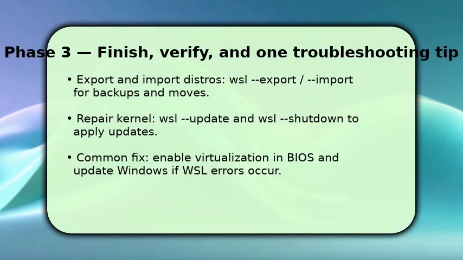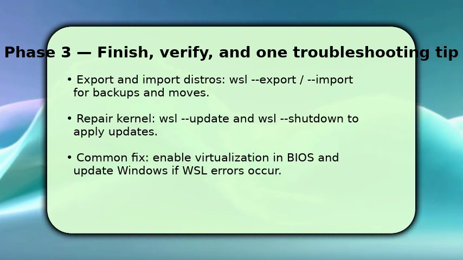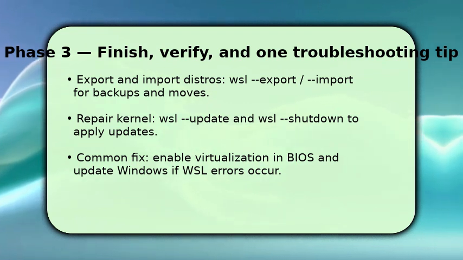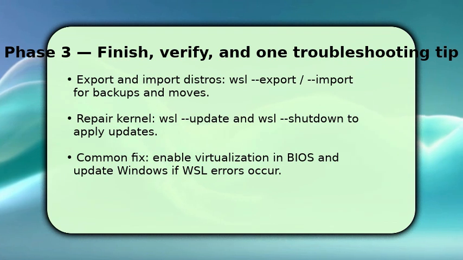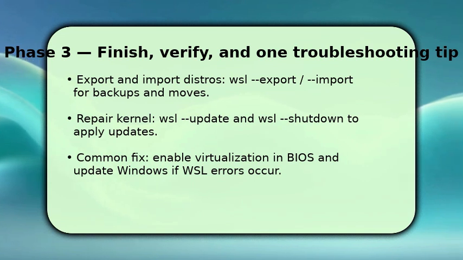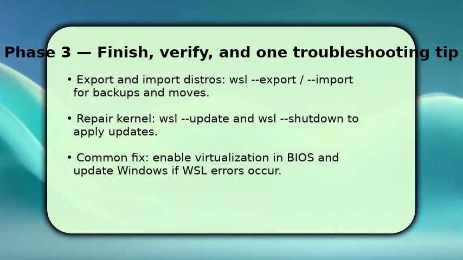Finish by customizing profiles, installing dev tools, and creating backups. Use wsl --export to save a distro and wsl --import to restore it elsewhere. To apply kernel updates, run wsl --update followed by wsl --shutdown. This keeps WSL stable. If something breaks, check virtualization is enabled in BIOS, update Windows to the latest build, and confirm Hyper-V isn't disabled by third-party hypervisors.